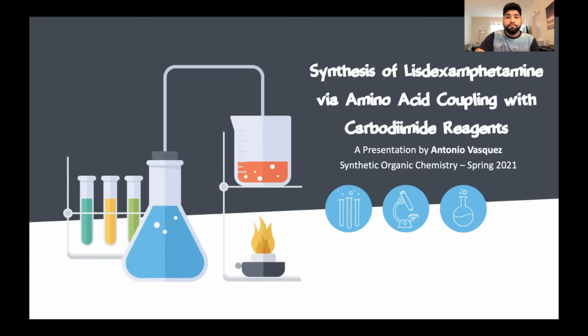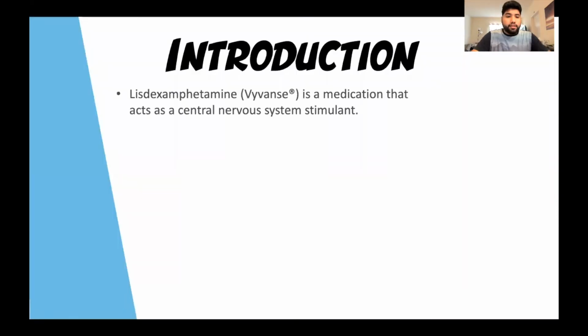Let's dive in. So, lisdexamphetamine, sold under the brand name Vyvanse, is a prescription medication that acts as a stimulant to the central nervous system of the human body. The structure is shown here, and as you might be able to see, it consists of the amino acid lysine.